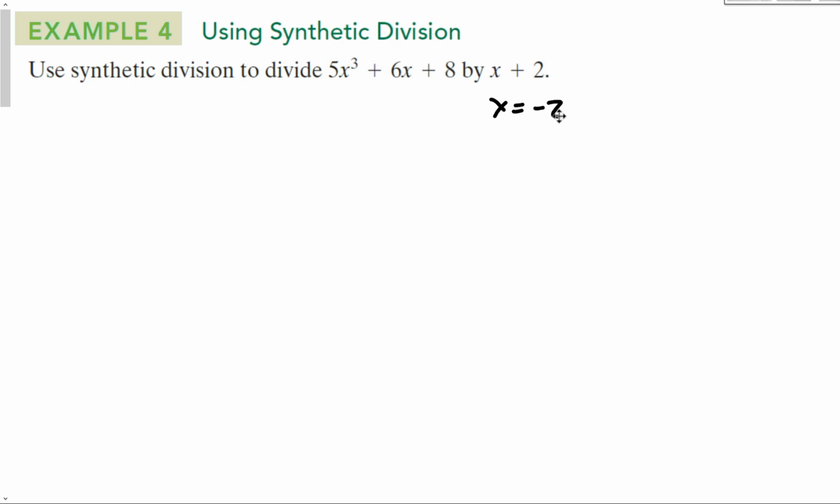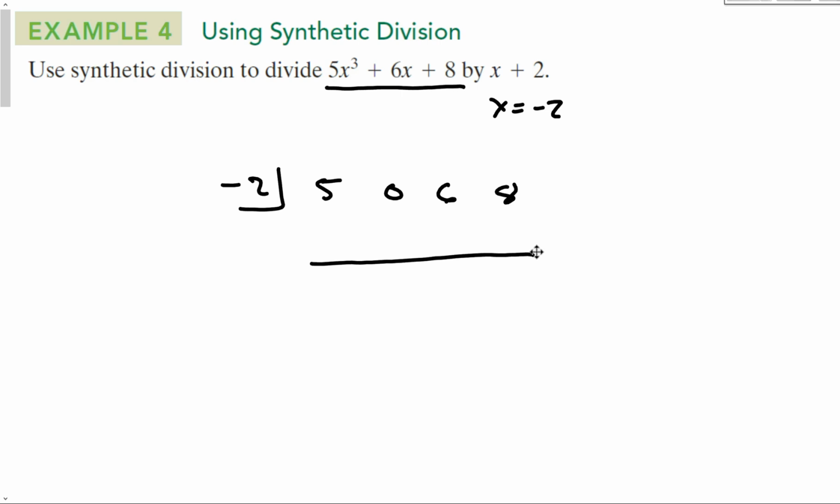So we take negative 2, we put it in our little box. Then we take the coefficients here. But if I do that, I'm going to get this wrong, because you must include any missing zeros, especially when you're using synthetic division. You have to make sure you include the missing zeros. So we have 5x to the third, a 0x squared, a 6x, and an 8. Draw a line, leave some space. That's my setup for synthetic division.